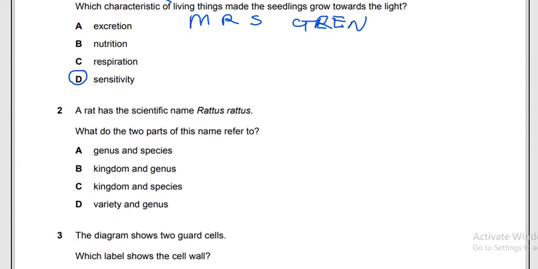number 2. We have a rat. A rat has the scientific name Rattus rattus. And what do the two parts of the name represent? Usually I tell my students the first one represents the genus, while the second is the species. The genus always starts with a capital letter, while the species always starts with a lowercase letter. So the answer to that question will be A.